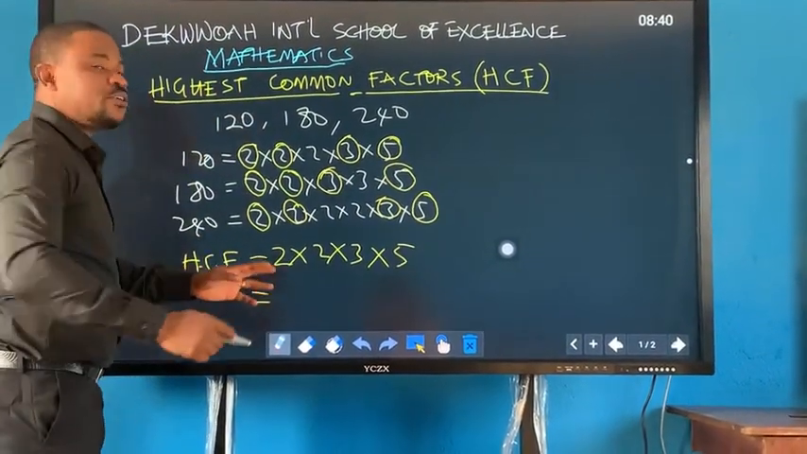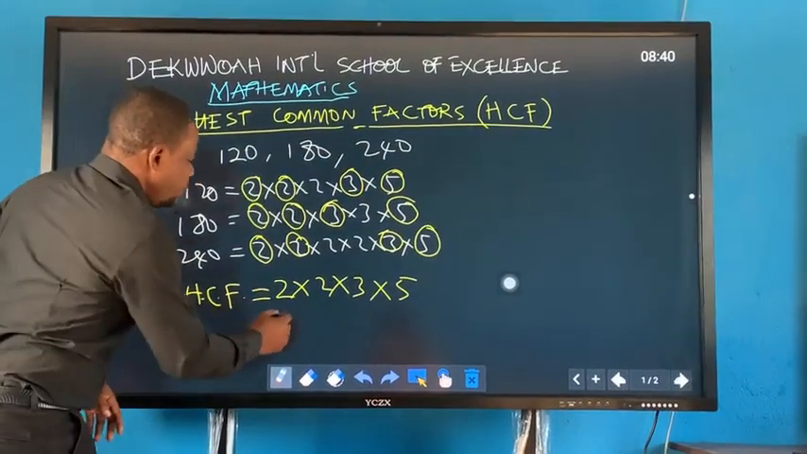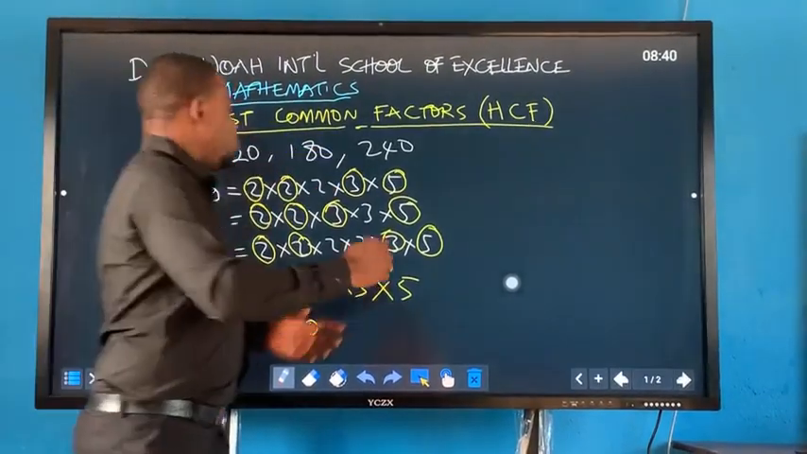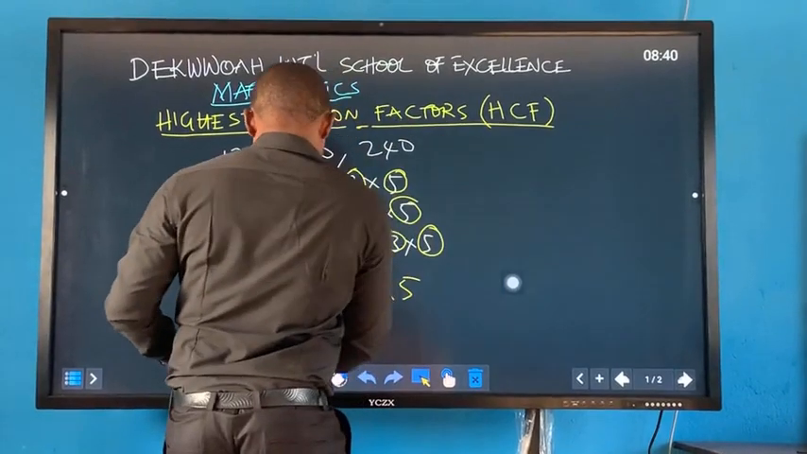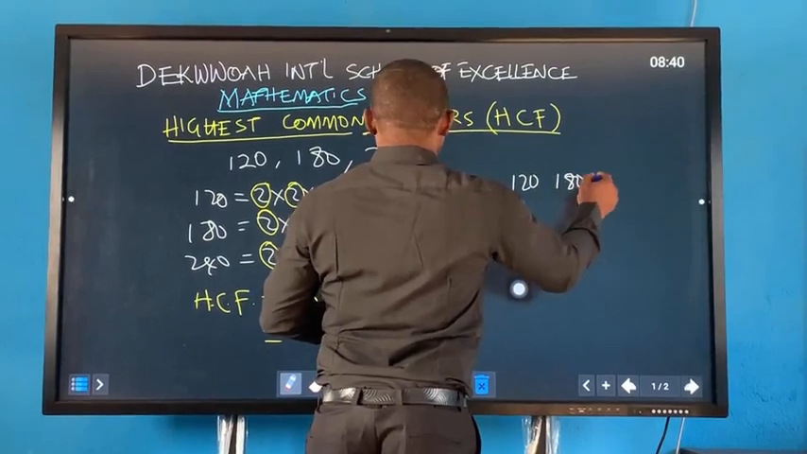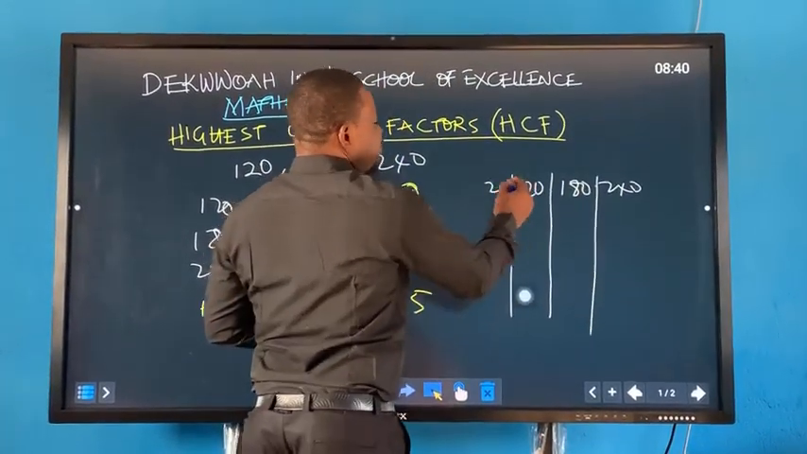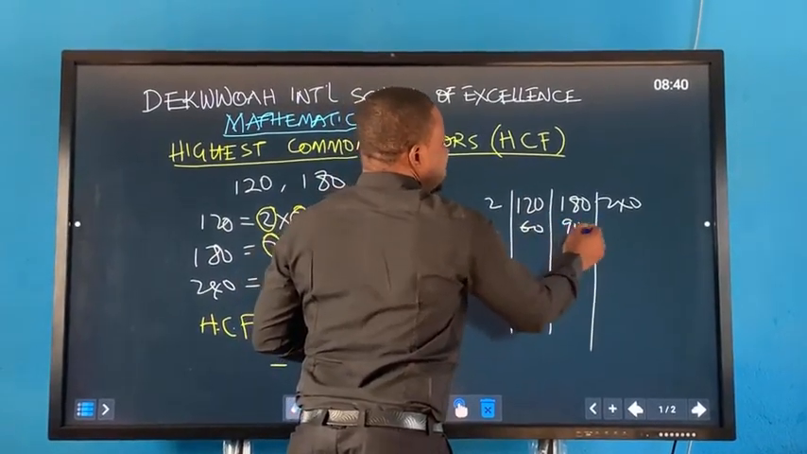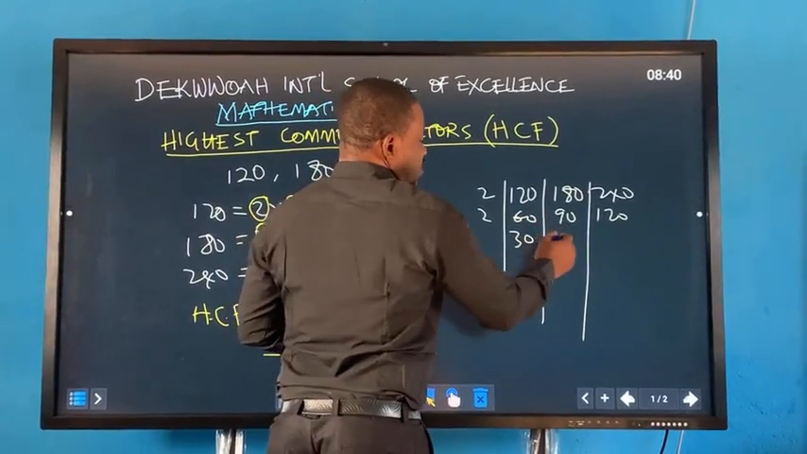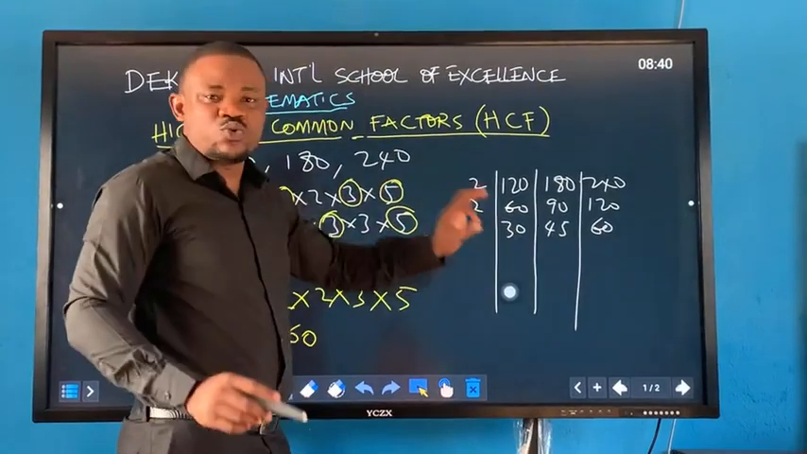So the highest common factor of 120, 180, and 240 is going to be 60 if you multiply that out. Going by the other method that I showed you, I can write them out as 120, then 180, then 240. 2 can divide everything to give 60, 90, and 120. 2 can divide everything to give 30, 45, and 60. 2 cannot divide everything, so I stop.